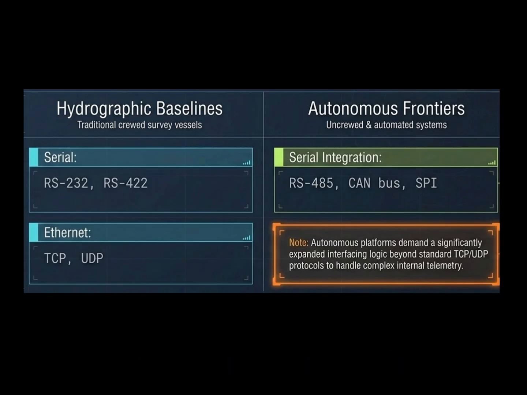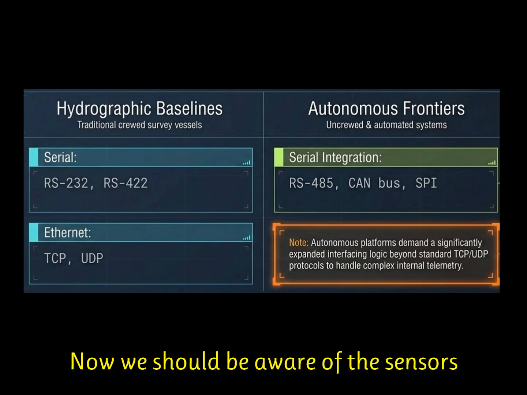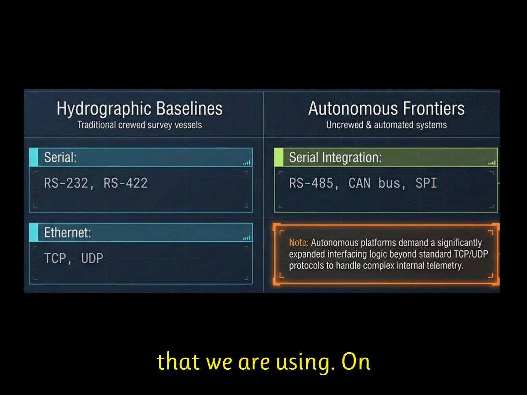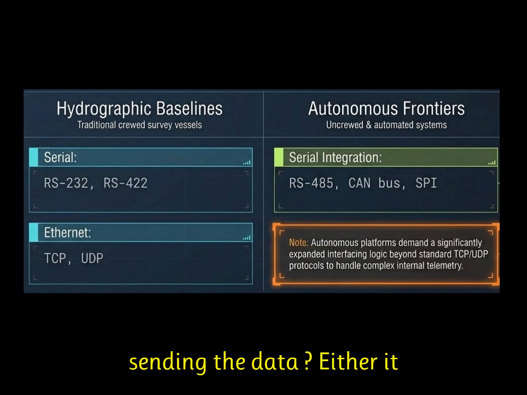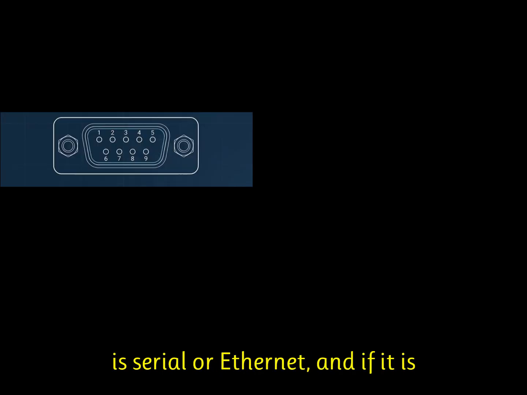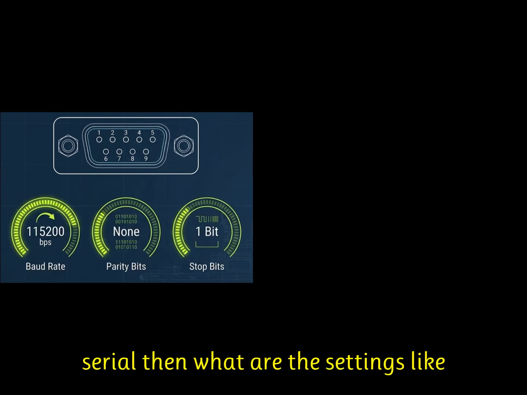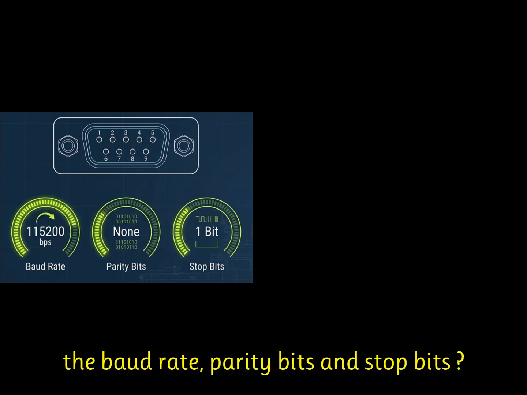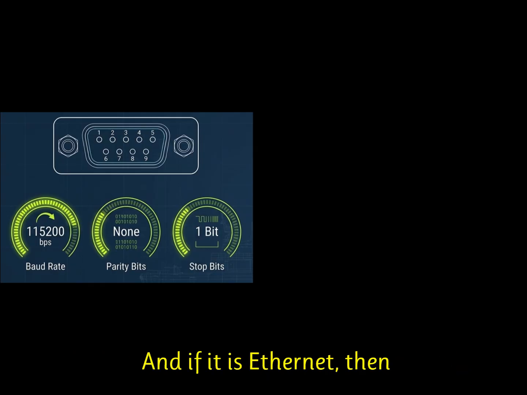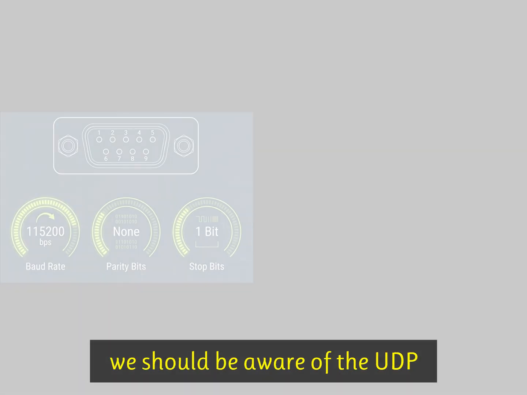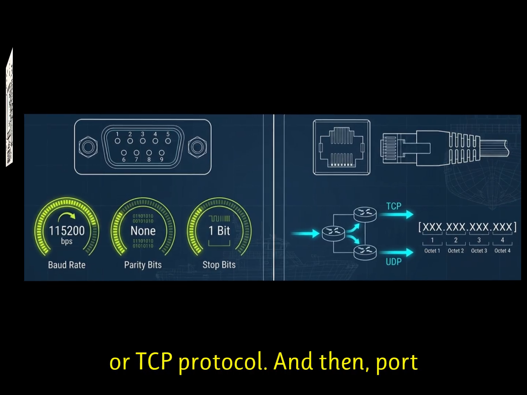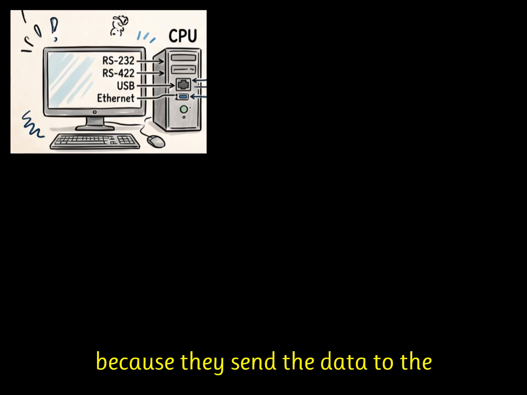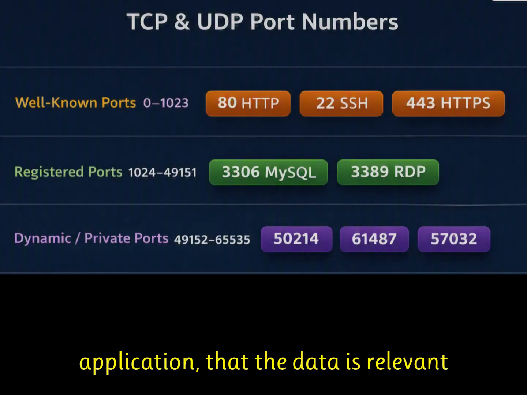Just to keep it simple, now we should be aware of the sensors that we are using, on which communication protocol they are sending the data. Either it is serial or Ethernet, and if it is serial, then what are the settings like the baud rate, parity bits, and stop bits. And if it is Ethernet, then we should be aware of the UDP or TCP protocol, and then the port numbers. The port numbers are important because they send the data to the application that the data is relevant for.